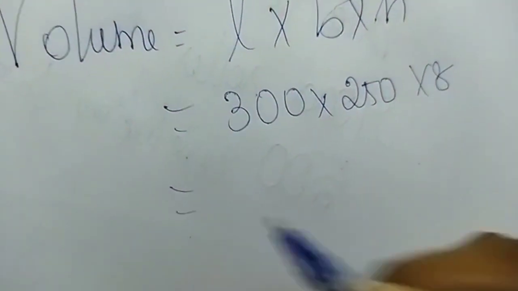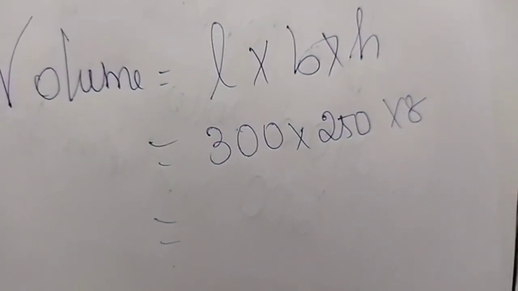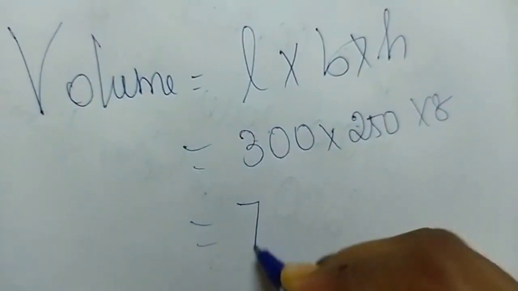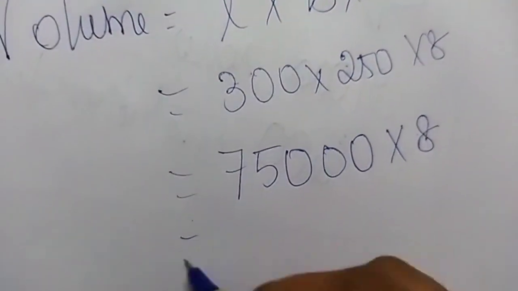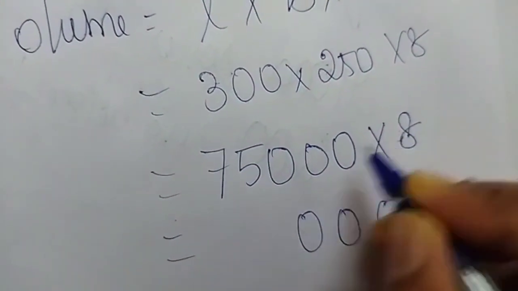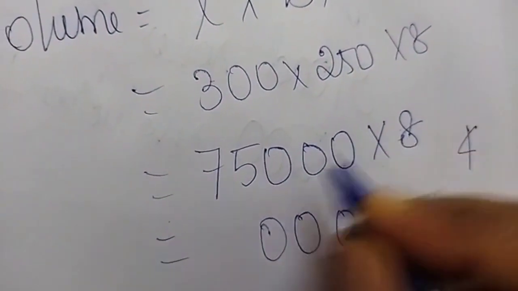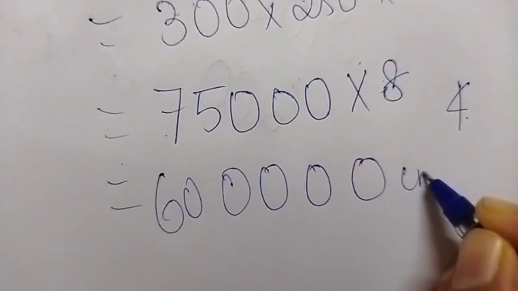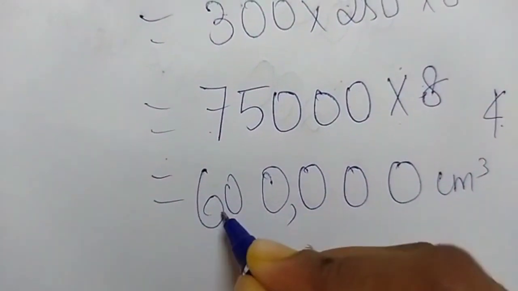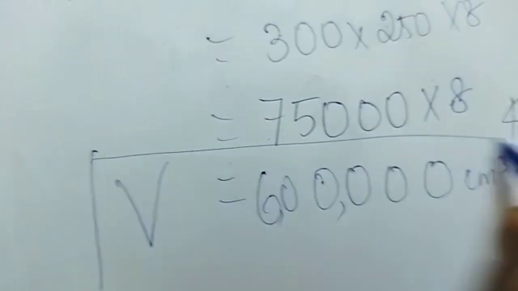So multiplying, we get 3 into 25, 75, 0, 0, 0 into 8. So 0, 0, 0. 5 8s are 40, balance 4. 8 7s are 56 plus 4, 60 centimeter cube. So volume is equal to 6 lakh centimeter cube.